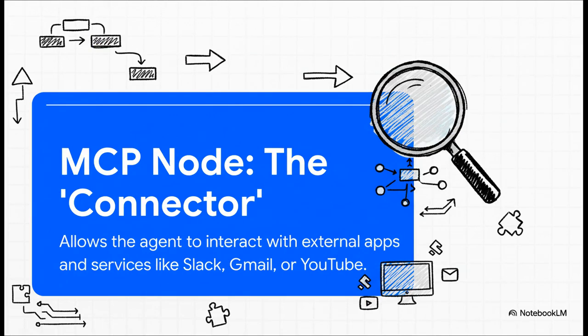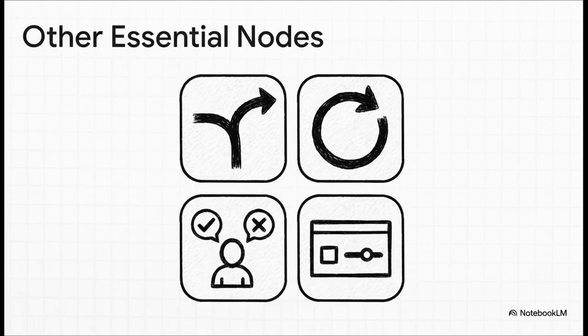And here's where the magic really happens. This is how your agent actually does things in the real world, the MCP node. MCP stands for Model Context Protocol, which is just a fancy name for a standard way OpenAI created for AIs to talk to other apps. Think of it like a universal translator that lets your agent send a Slack message, write up a draft in Gmail, or connect to basically any service out there. And of course, you've got your other essential tools in the toolbox. You've got your standard if-else nodes for making decisions and while loops for repeating actions.